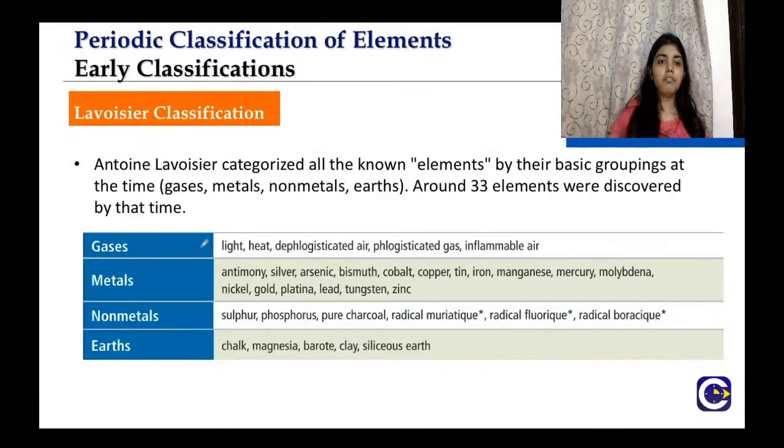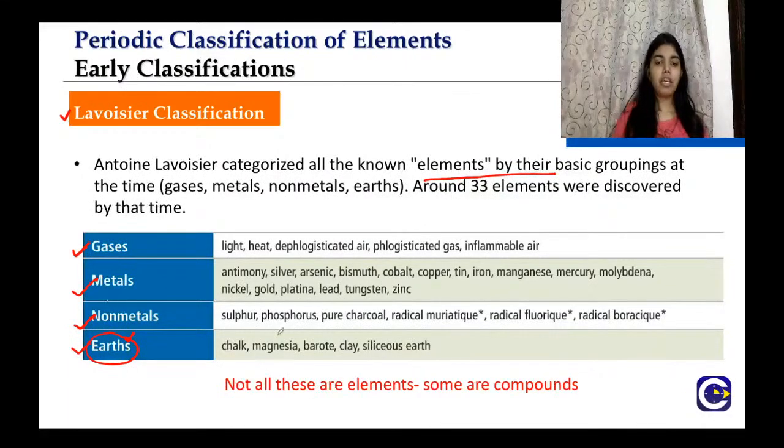Now early classification, if you say, first was Lavoisier, right? So first Lavoisier made an attempt to classify all the elements. He classified all the elements by their basic groupings such as gases, metals, non-metals and earths, right? For example, light, heat, inflammable air, he classified as gases. Antimony, silver, arsenic, bismuth, cobalt, copper, tin, iron, manganese, he classified as metals. Sulfur, phosphorus, pure charcoal, he classified as non-metals. Chalk, magnesia, clay, he classified as earths, right? So this was the basis of grouping.